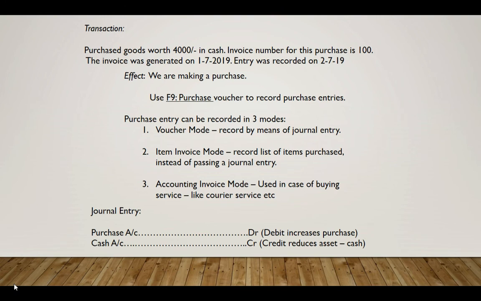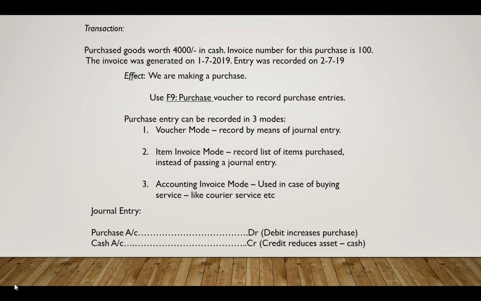So the entry is related to a purchase, and the invoice number for this purchase is 100, and the invoice was generated on 1st of July, and entry was recorded on 2nd of July. We will use the purchase voucher to record this entry.